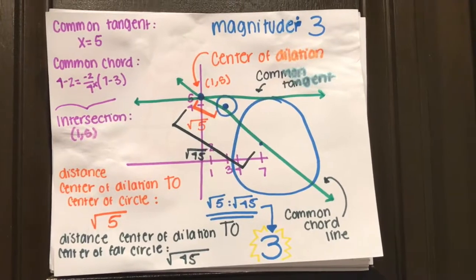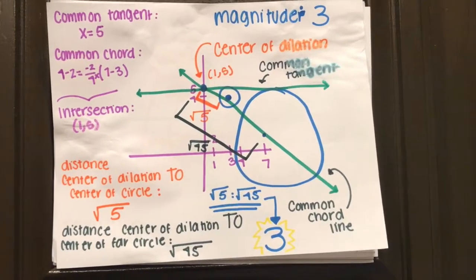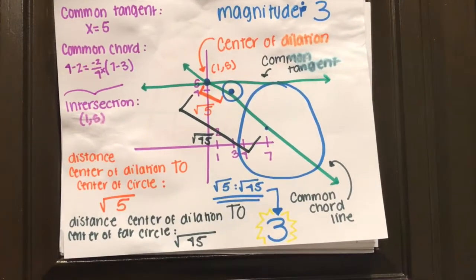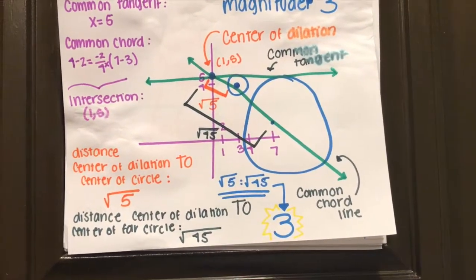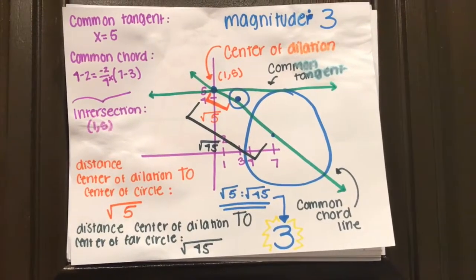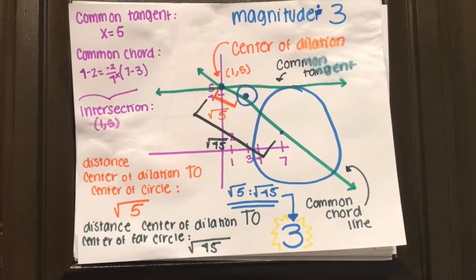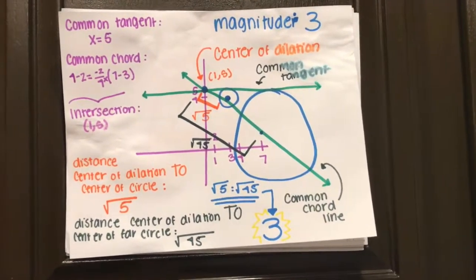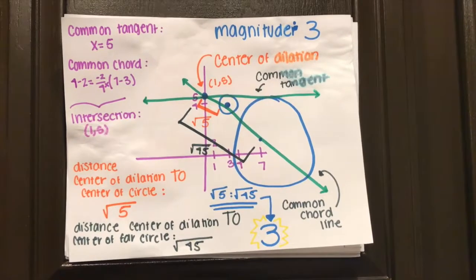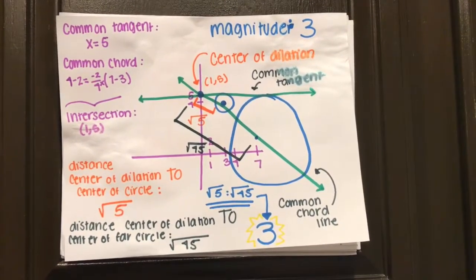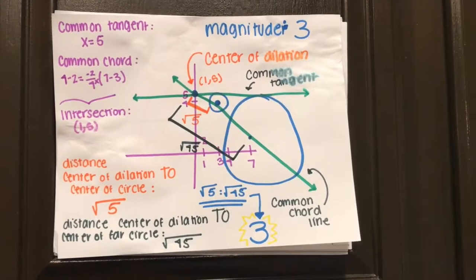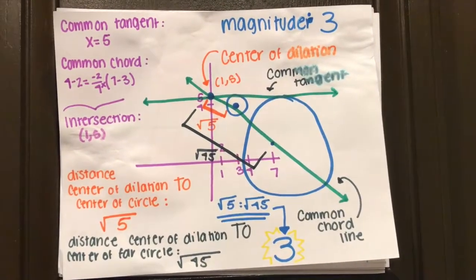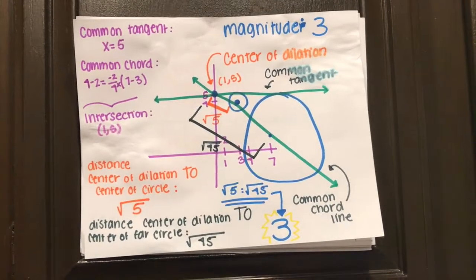After that, you find a common chord line, a line that goes through both centers of both circles. I used point slope form: y minus 2 equals the slope of this line, negative 2 over 4, times (x minus 7). To find the intersection of these two lines, you can either substitute x or set both equations equal to each other, and that gives you the intersection point. In this case, this intersection point is the center of dilation, one of your answers.